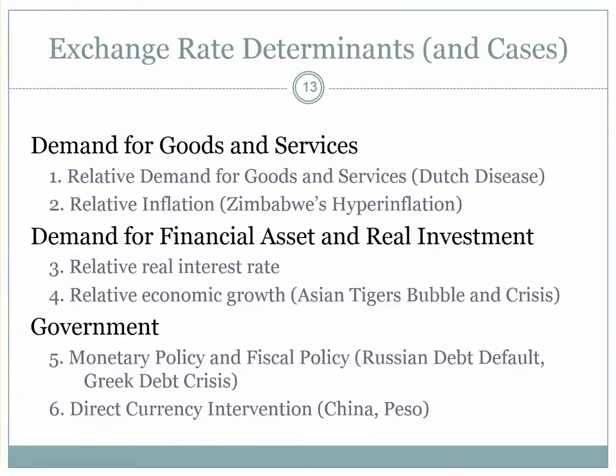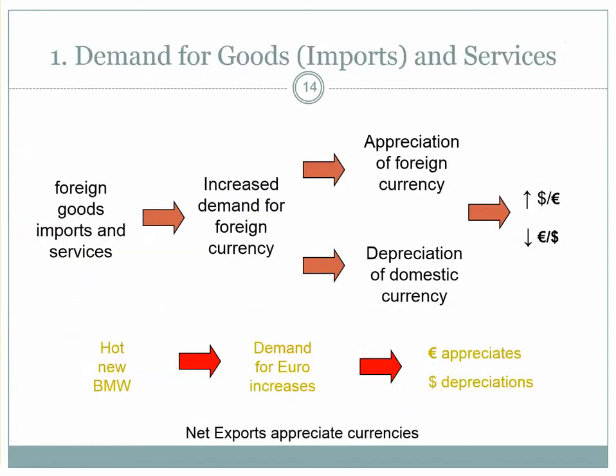So let's talk about that. Why would I want a particular currency? Because I want goods and services from that country. I want financial assets from that country. Or we can always talk a little bit about how the government can get involved and intervene in exchange rate markets. So let's talk about demand for goods.